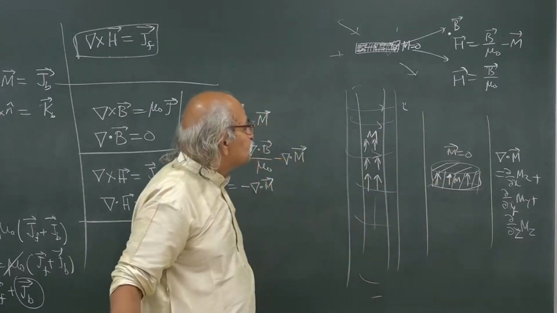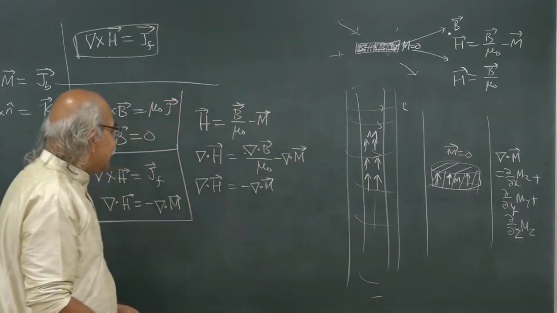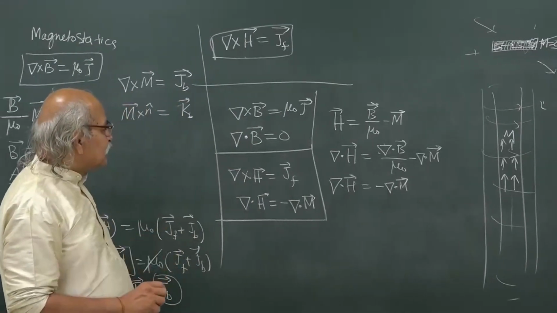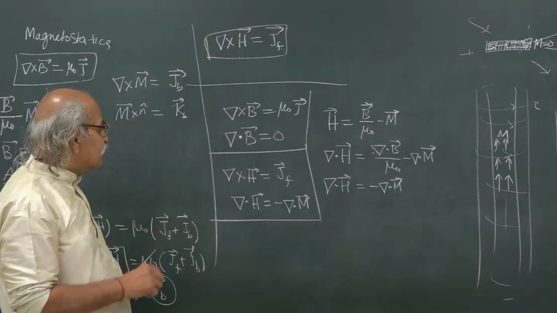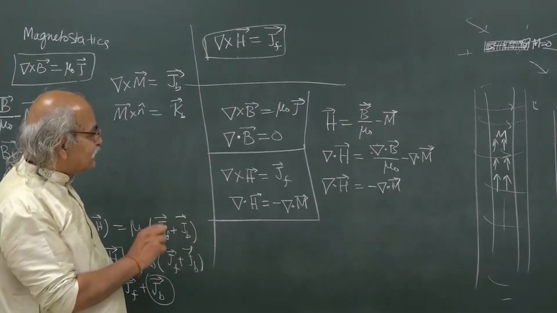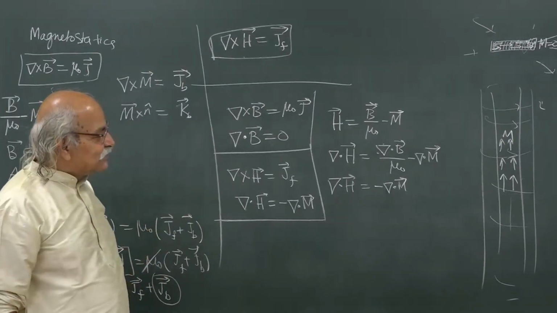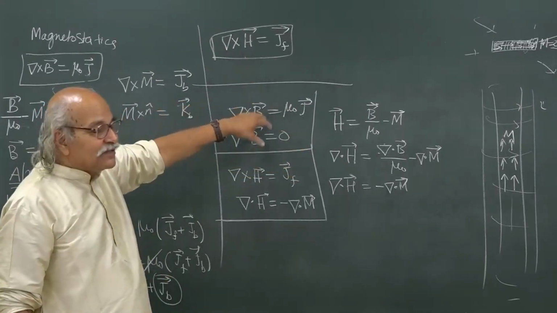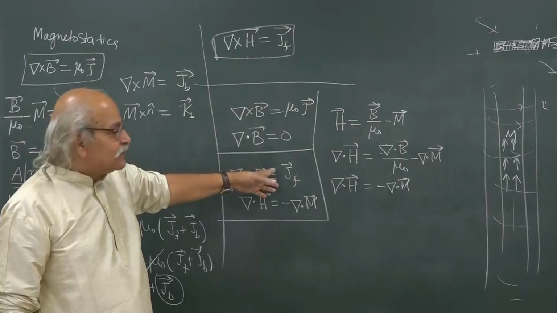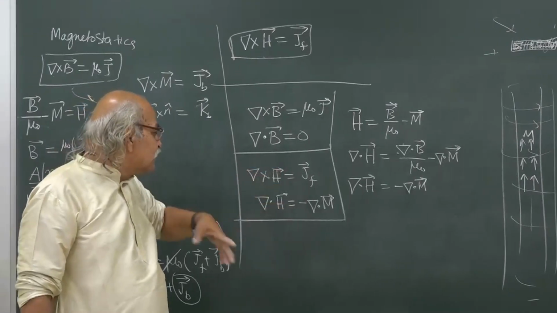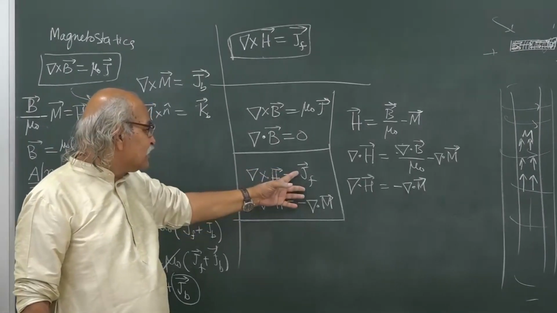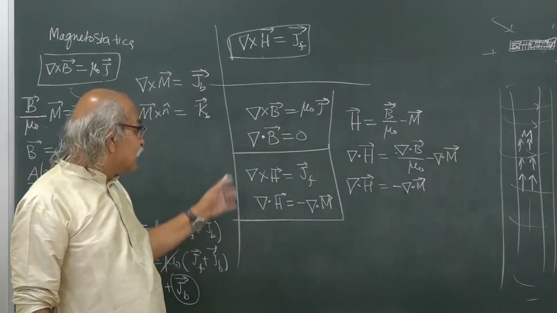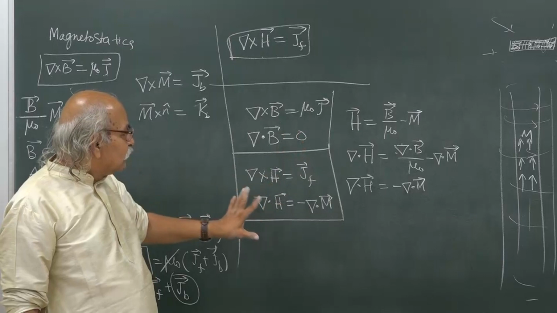Okay, so that is our take, that we have to look at both the equations, divergence equation and curl equation, and that will decide what kind of H this mathematical equation will give, whether it will be solely governed by the free current or it will be governed by bound current also. So, that will be depending on these things.